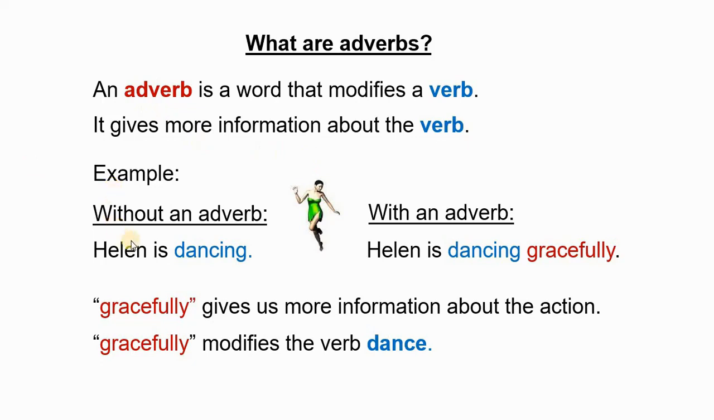For example, without an adverb, a very simple sentence: Helen is dancing. With an adverb: Helen is dancing gracefully. So, gracefully is the adverb, and it gives us more information about the action. Gracefully modifies the verb dance. This is the action, dancing, and gracefully tells us how Helen is dancing. So, it gives more details, alright? That is the definition of a normal adverb.